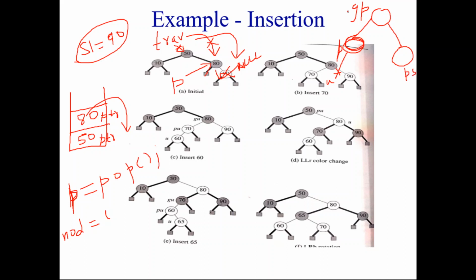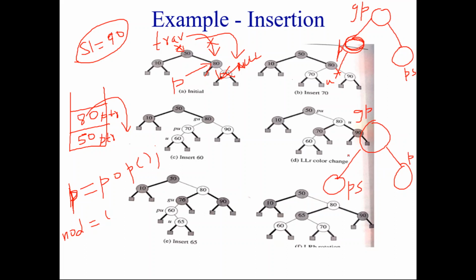Suppose P is coming as a right child. If the parent is coming as a right child, then where will the sibling be? Then the sibling will be the left child. So this is what you have to check.